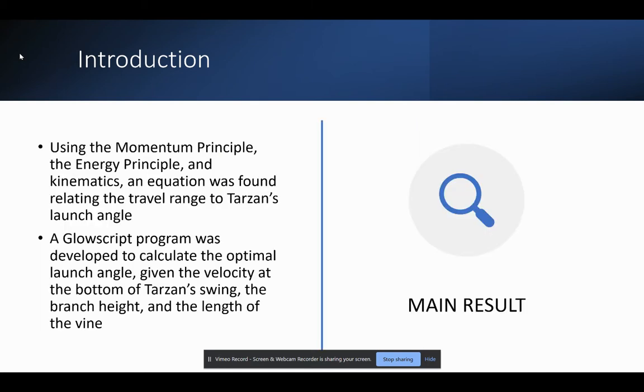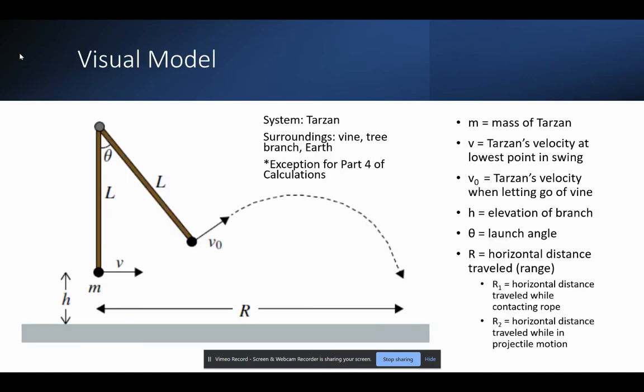Using the momentum principle, the energy principle, and kinematics, an equation was found relating the travel range to Tarzan's launch angle. A GlowScript program was developed to calculate the optimal launch angle, given the velocity at the bottom of Tarzan's swing, the branch height, and the length of the vine. Here is a visual model of Tarzan's scenario.